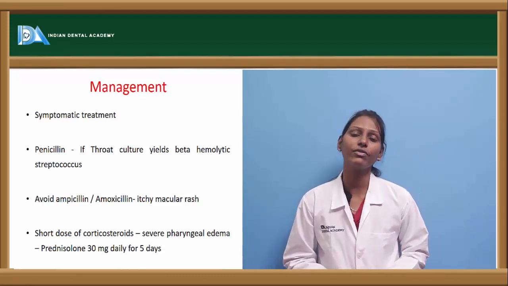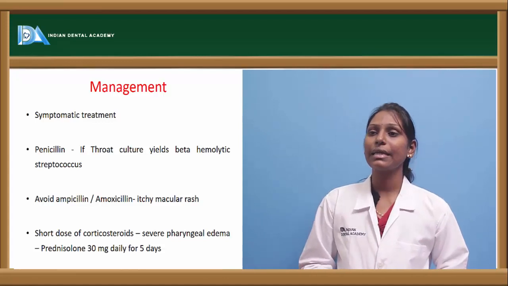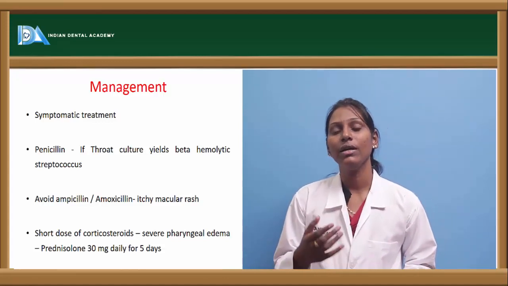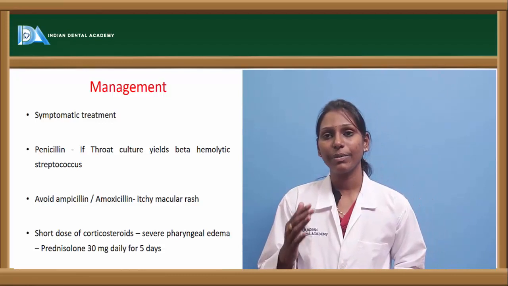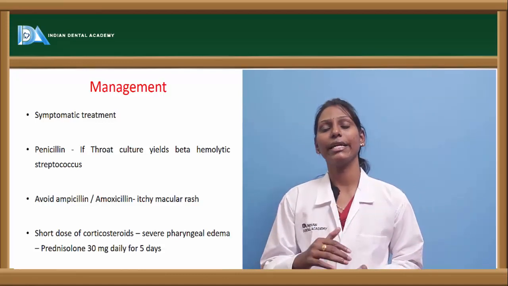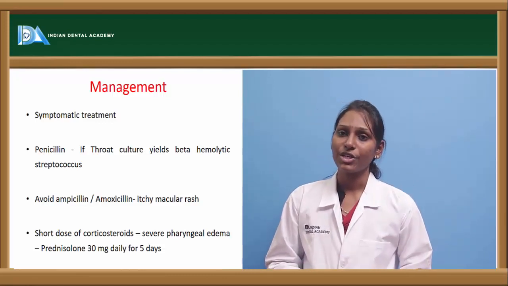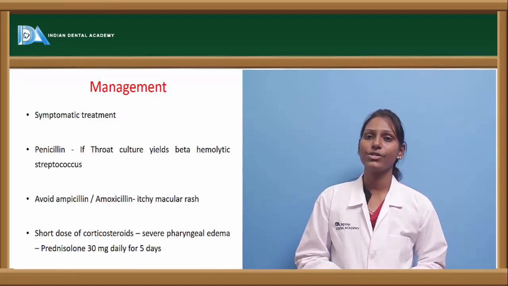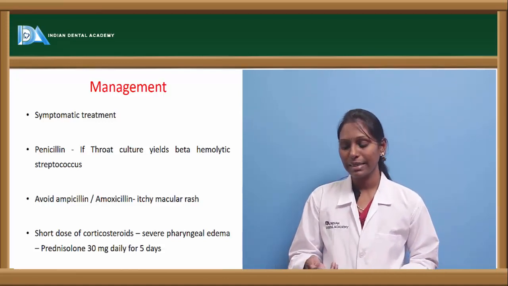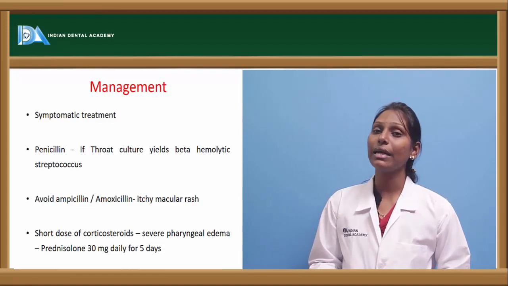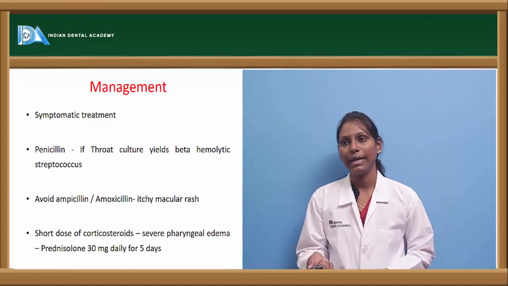However, short doses of corticosteroids can also be given in cases where there is severe pharyngeal edema, and if they suspect that this pharyngeal edema will block or cause obstruction of the airway, then short doses of prednisolone can be given, 30 milligrams daily for 5 days. This will resolve the severe pharyngeal edema.